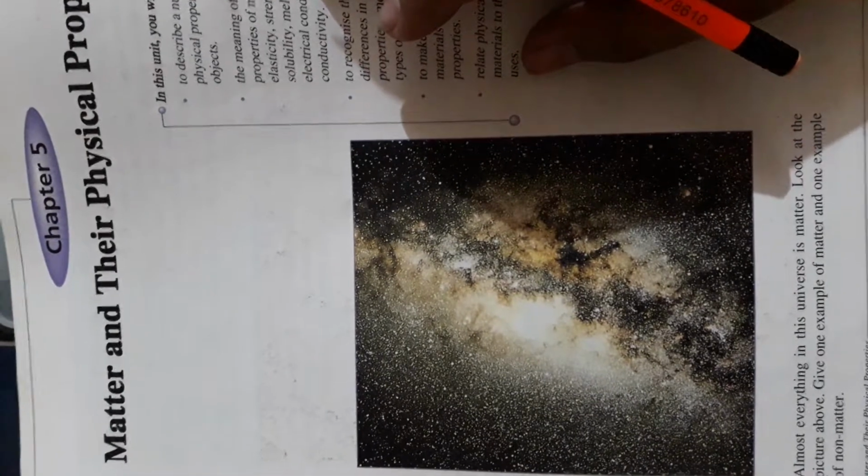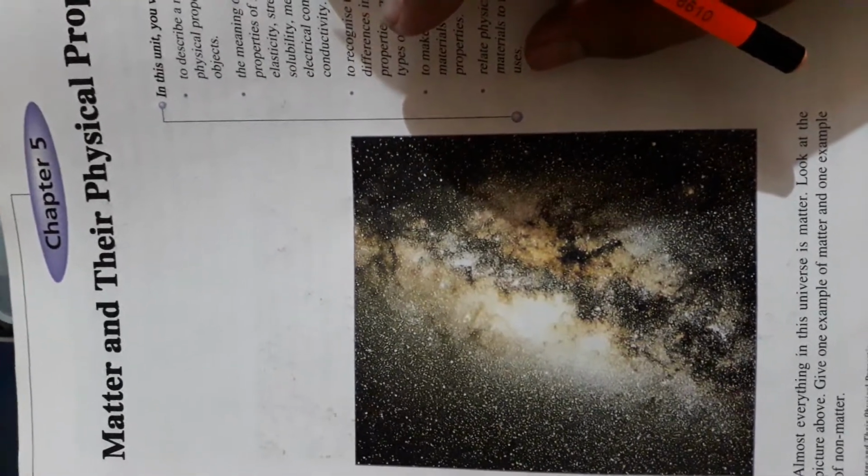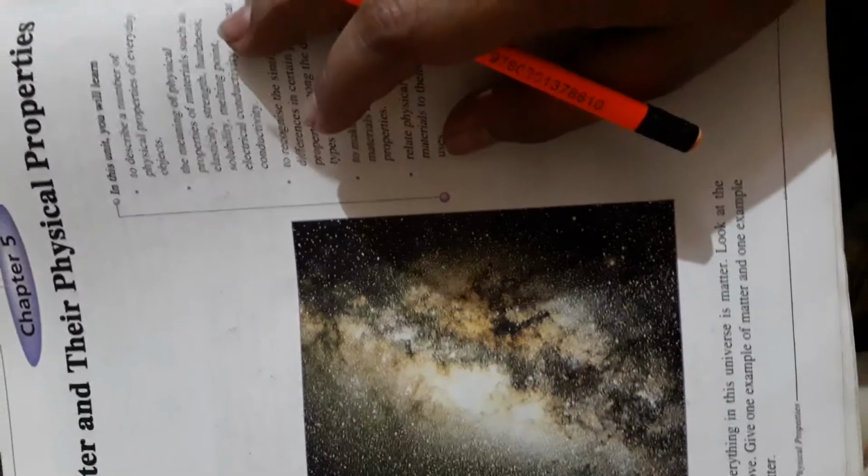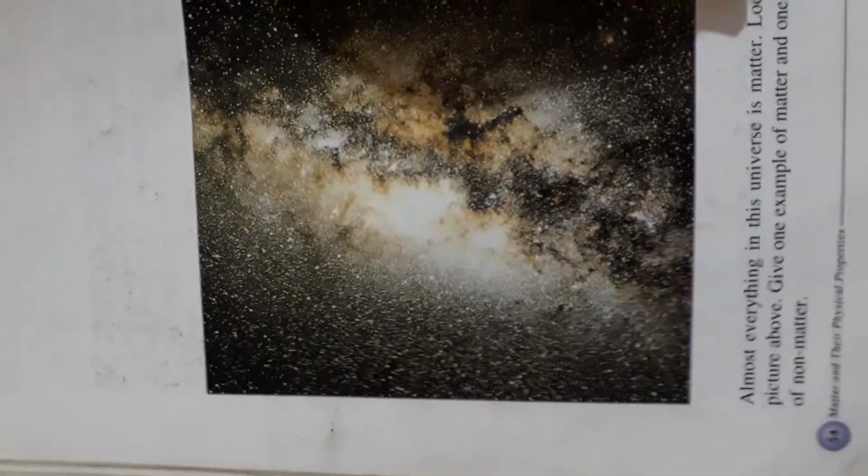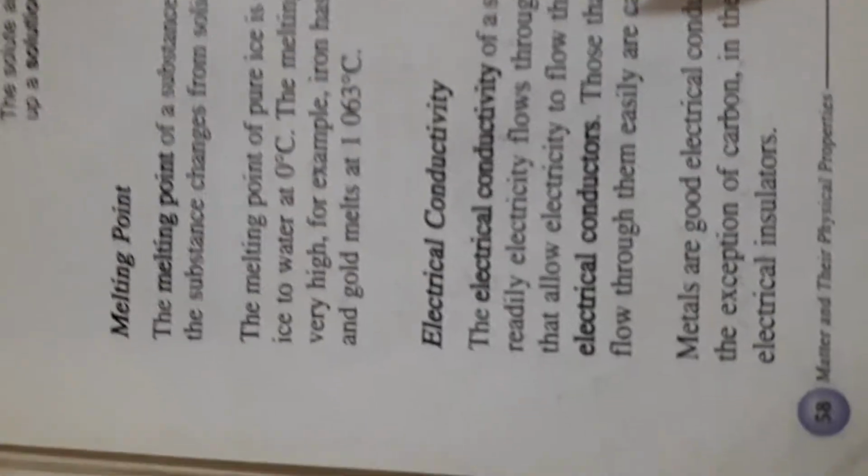Today we are going to read topics from chapter number 5, Matter and their physical properties, from page number 54 to page number 58. So let's start reading. What will you be able to learn today in this unit?